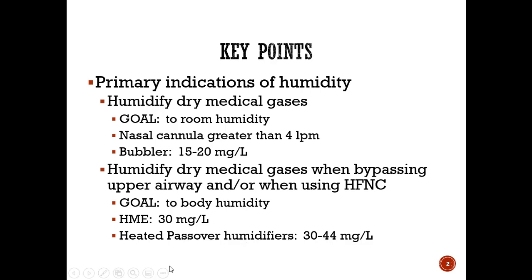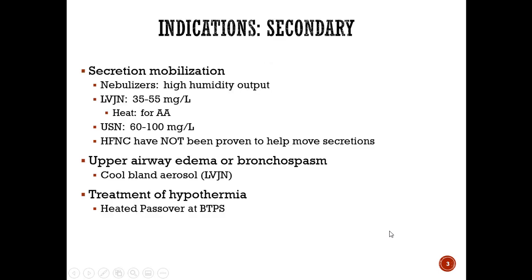The humidifiers that we're going to look at for body humidity are the HME, which delivers about 30 milligrams per liter, that magic number, or heated passover humidifiers, which deliver a little bit more, between 30 and 44 milligrams per liter. Our secondary indications of humidification are more about secretion mobilization. So we have nebulizers, which we talked about. You have the large volume jet neb.